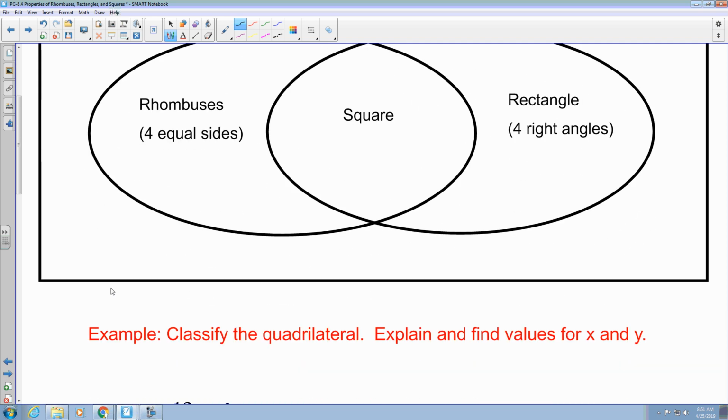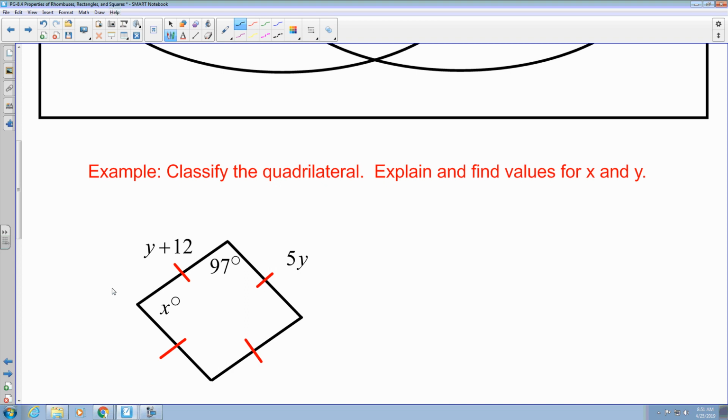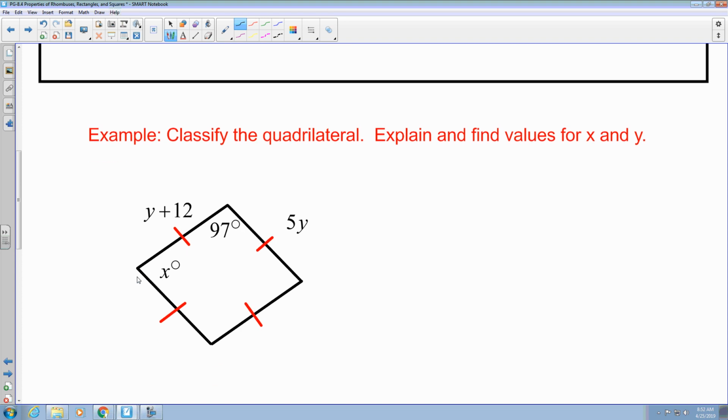With that being said, we can classify the quadrilateral, and then we get to explain and find the values for x and y. Right off the bat, it has four equal sides, or four congruent sides. So it's possible that it can be either a rhombus or a square, but we have this 97 degrees, so we know that it can't be a square because all four angles have to be 90. So we are going to classify this as a rhombus.